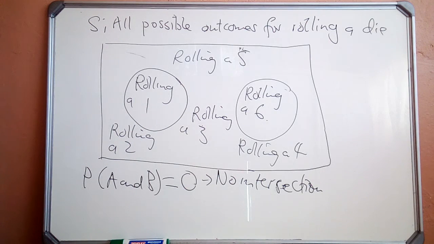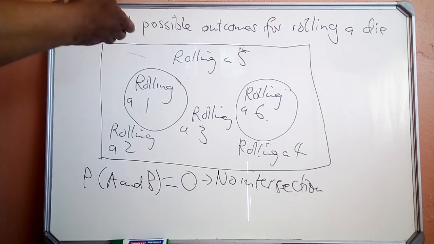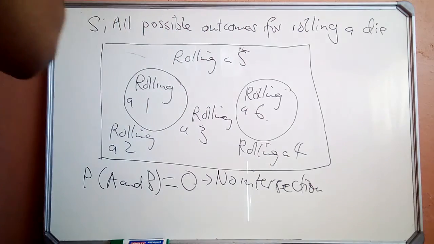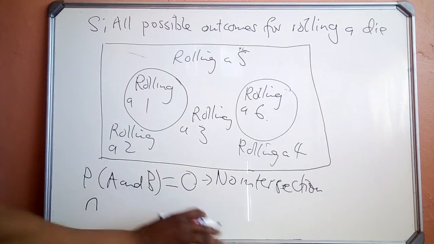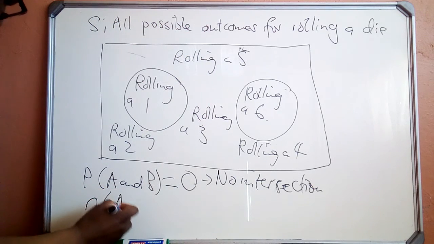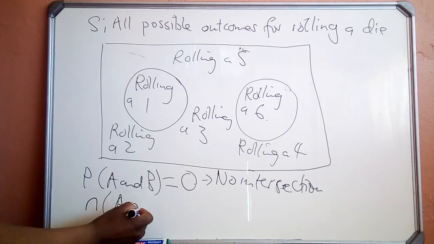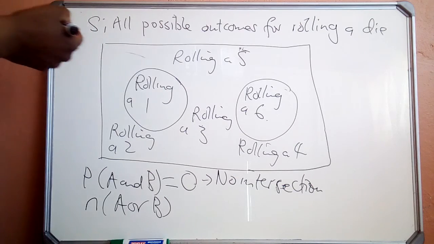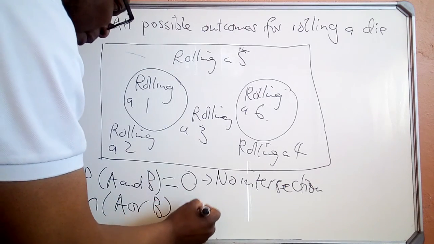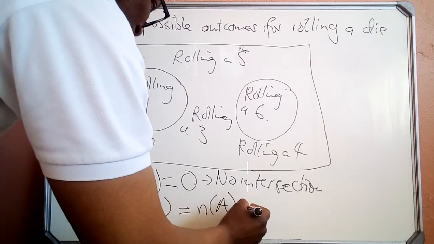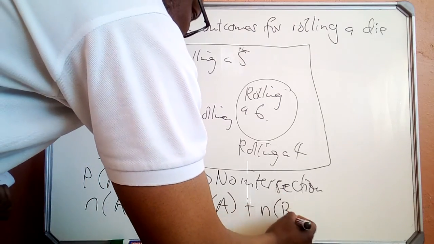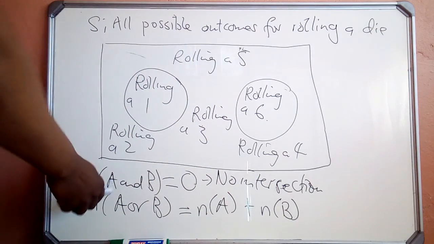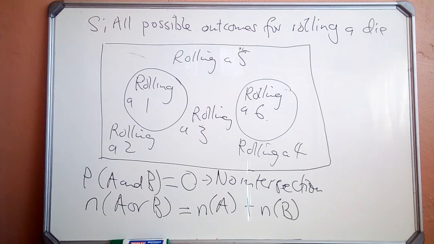If you're going further with that, what you're basically saying is you can also look at the number of elements in each set. So the number of elements in A or B, for mutually exclusive events, is equal to the number of elements in A plus the number of elements in B. All right? The number of elements in A plus the number of elements in B will give you the total number of elements in A or B.